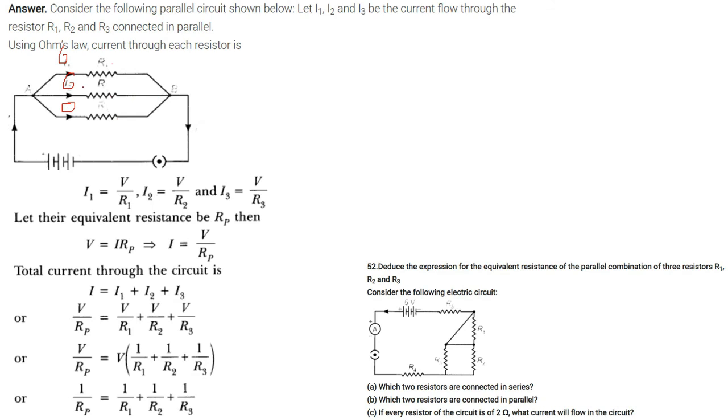For this, I is the current which is passing here. Now I will divide into I1, I2 and I3. So I will be equal to I1 plus I2 plus I3. But we know that V equals I R, so I equals V by R. And the potential difference between points A and B will remain the same. So V will be the same for R1, R2, R3, but I will be different. So we say that I equals I1 plus I2 plus I3.